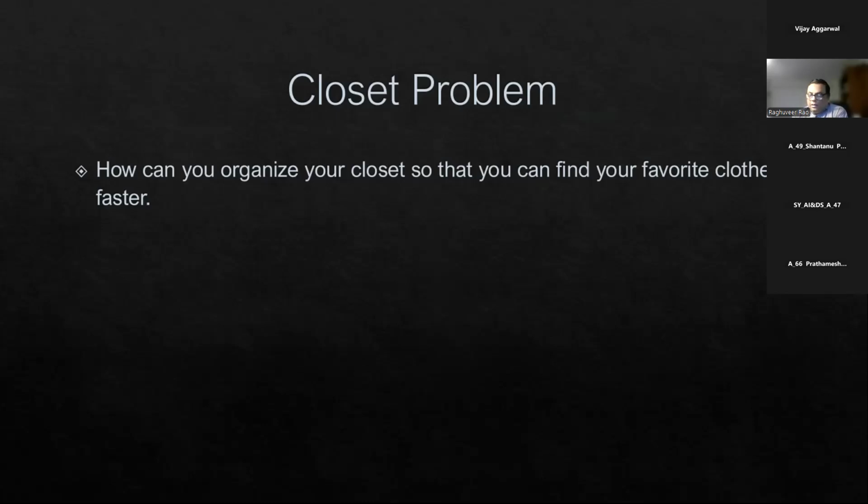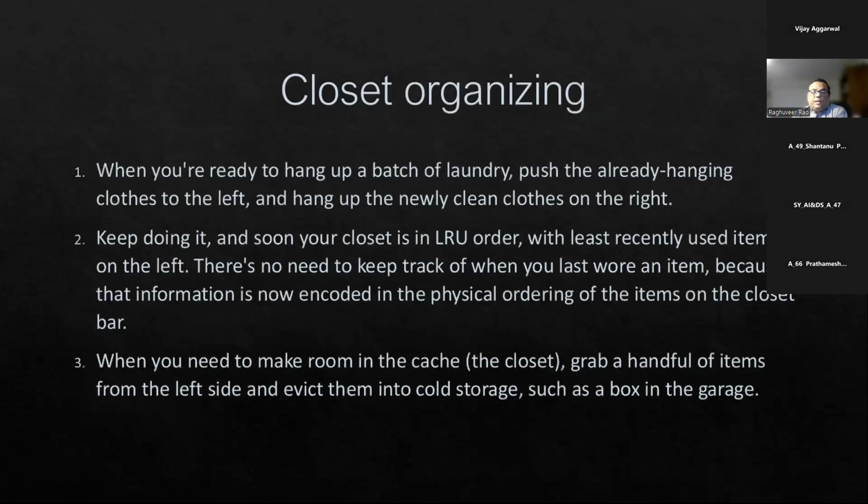So to do that, let's say when you're ready to hang the laundry, what you do is you move all the clothes which are already on the hanger to the left. And the new clothes that you're putting in, you start putting them on the right. If you keep doing this, then you're using an LRU order.